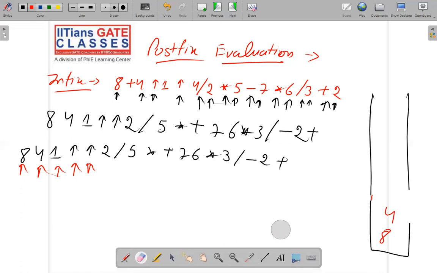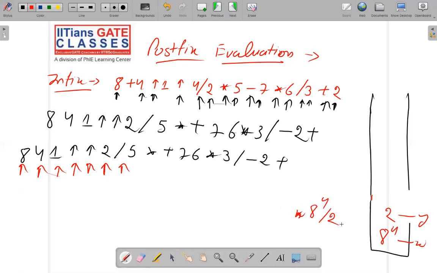Okay, so I'm not going to evaluate it. 8 to the power 4 will be pushed here. Now there is an operand, it pushes it here. Now divide comes up. So this is our X, this is Y. It pops the topmost 2 elements and does the operation, which is 8 to the power 4 divided by 2.